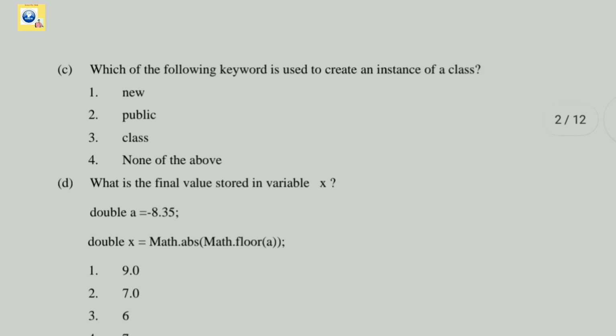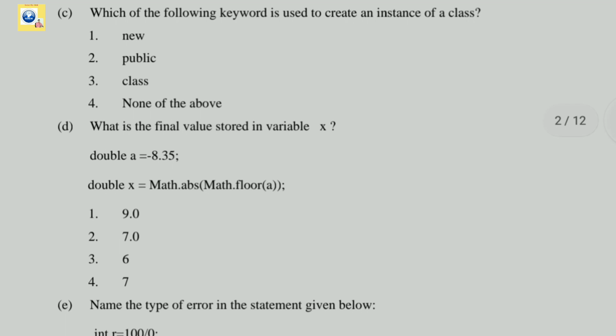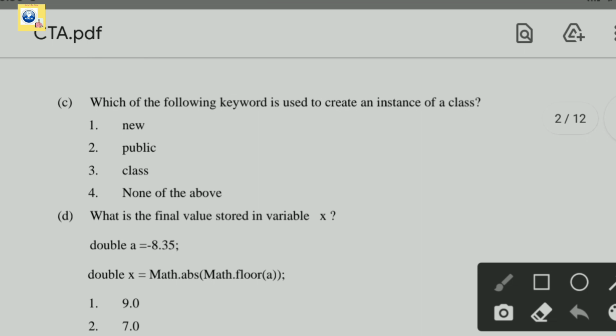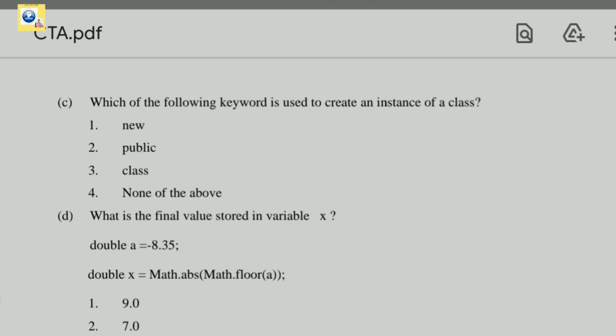Moving towards question number C. Which of the following keywords is used to create an instance of a class? We all know that to create an object of the class we use the new keyword. So the correct answer for question number C will be the first, new operator.